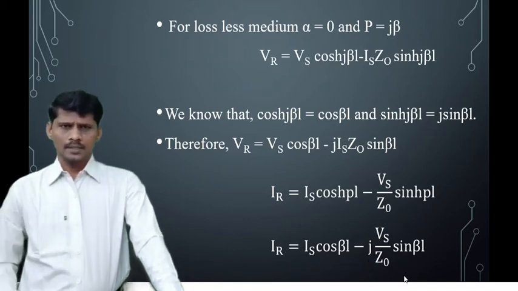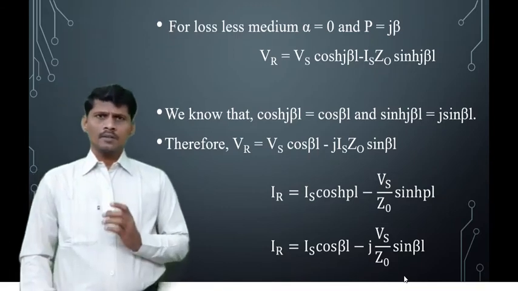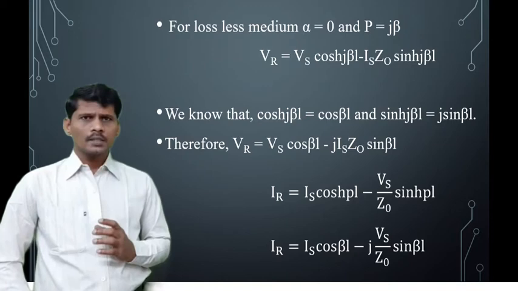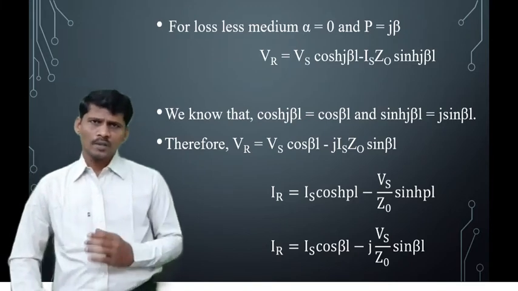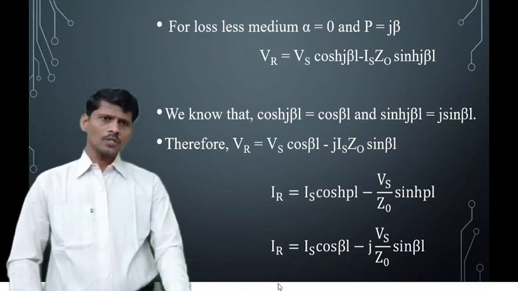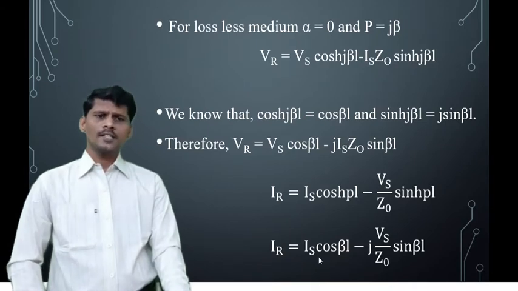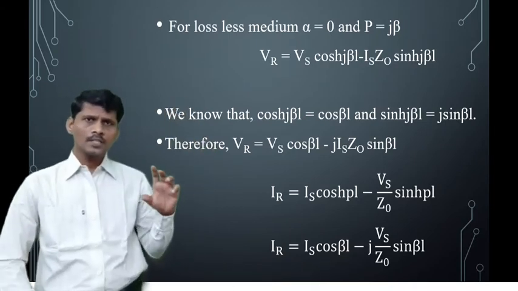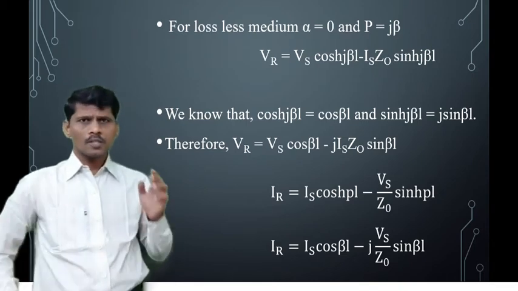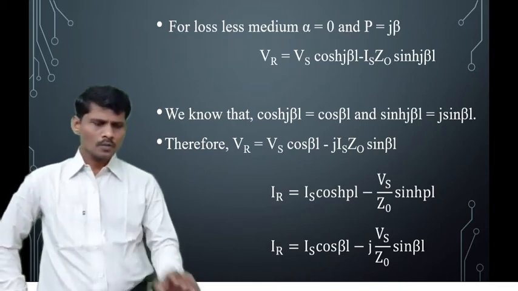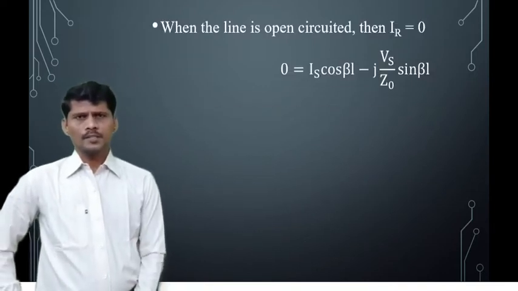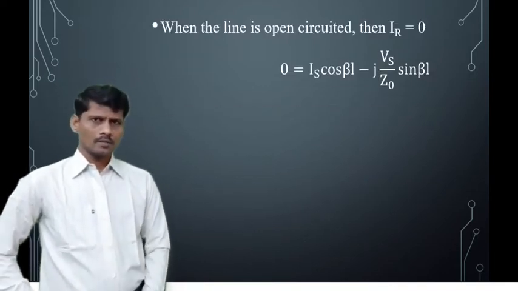Now in this class, we want to calculate the open circuited impedance and short circuited impedance of a lossless transmission line. So these two are the voltage and current expressions at the end of the transmission line for a lossless transmission line. So first, calculate the open circuited impedance of a lossless transmission line.